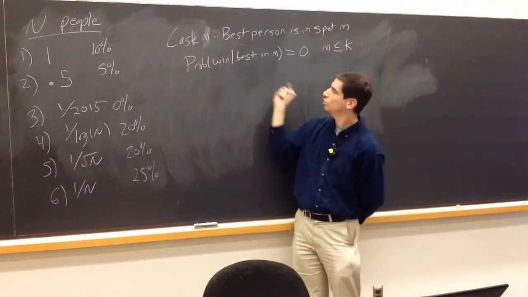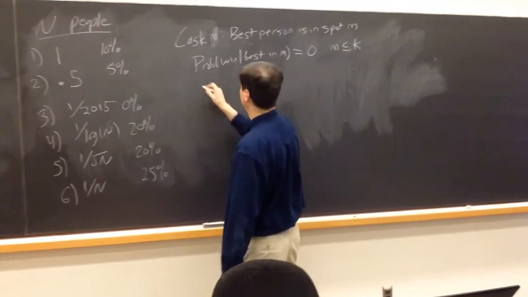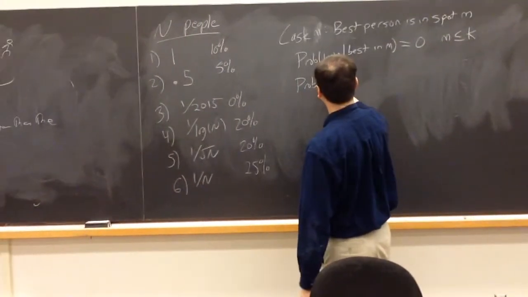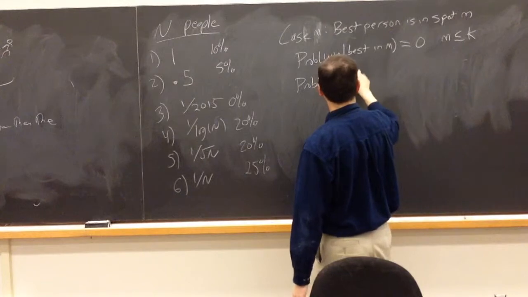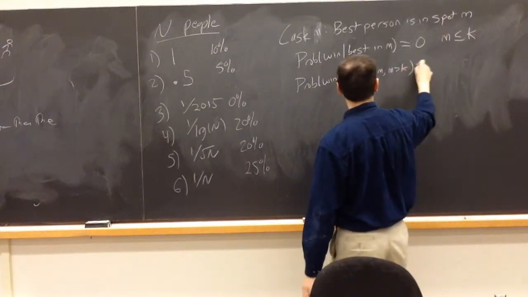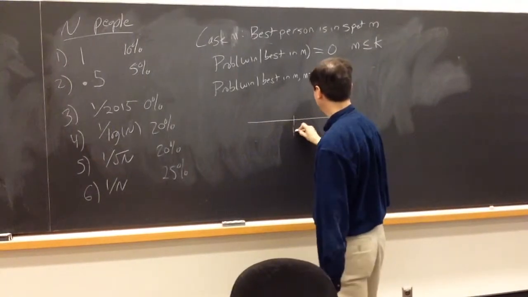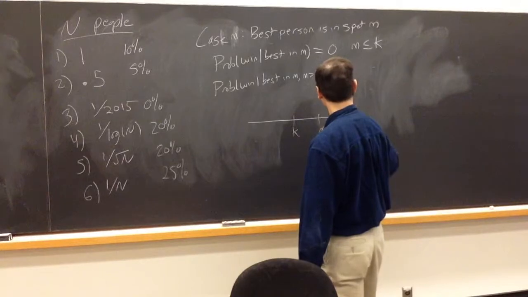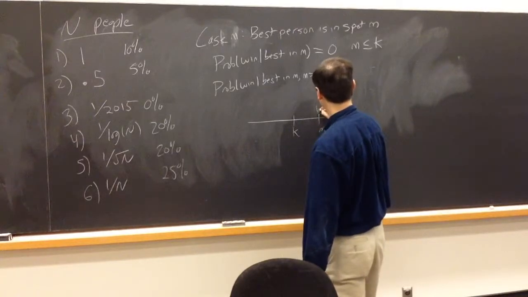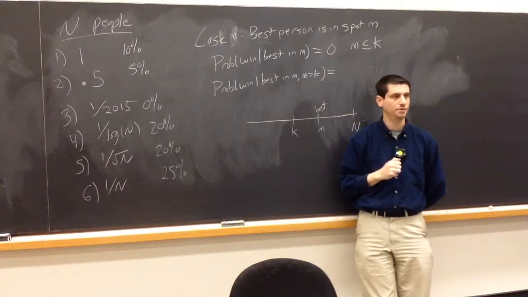The difficulty now is, well, what happens if the best person is beyond K? Okay. Probability we win, best in M, M is greater than K. So now let's think about how we're going to win. So here's K, here's M, here's N, here's the best person. How can we win?